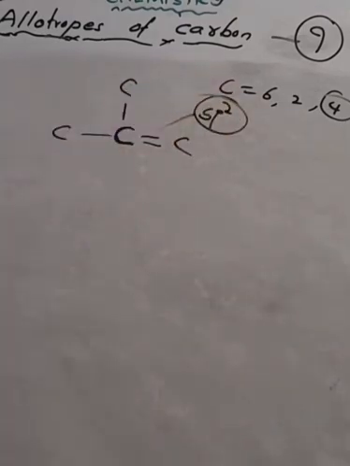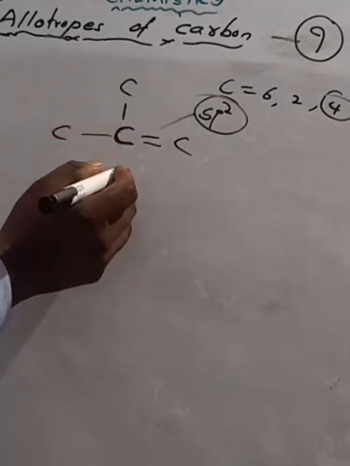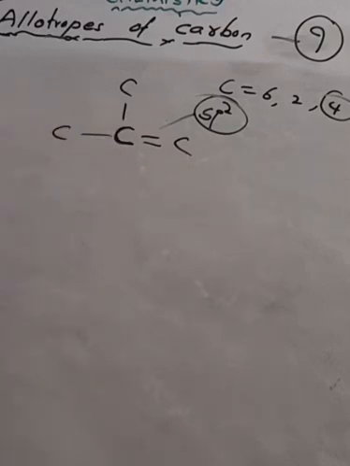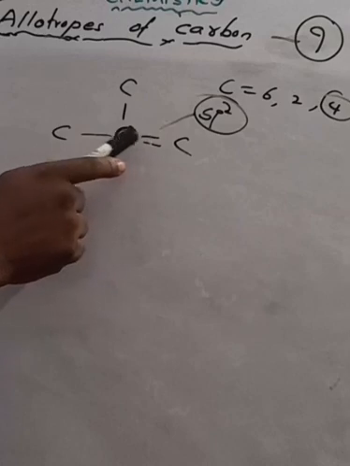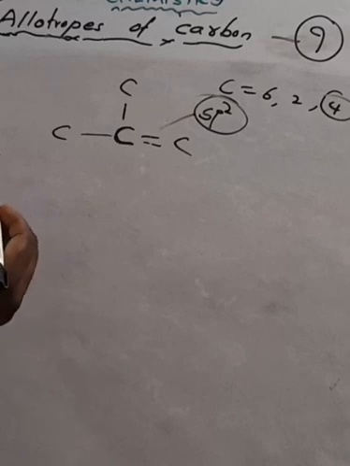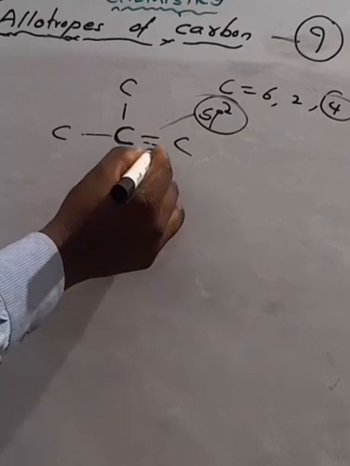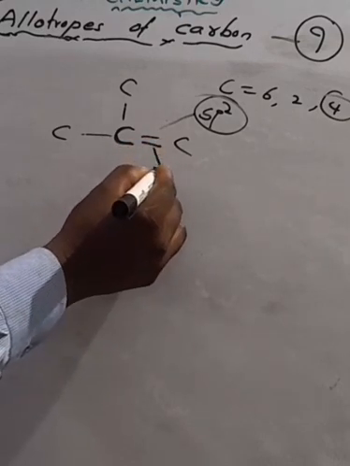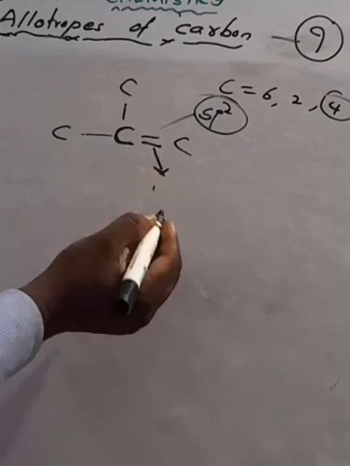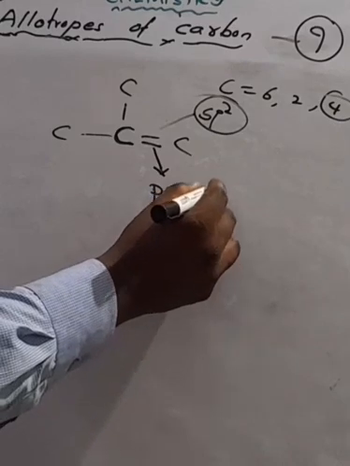each carbon atom forms three sigma bonds with the neighboring carbon atoms, the nearest carbon atoms, using three of its valence electrons. We know carbon has four valence electrons. So out of four, three are utilized for sigma bonding. The fourth electron is present in an unhybridized p orbital, which forms pi bonding. Unhybridized, listen all of you.